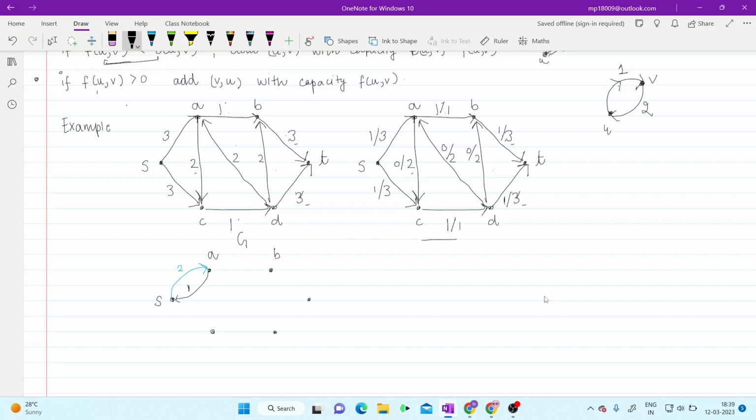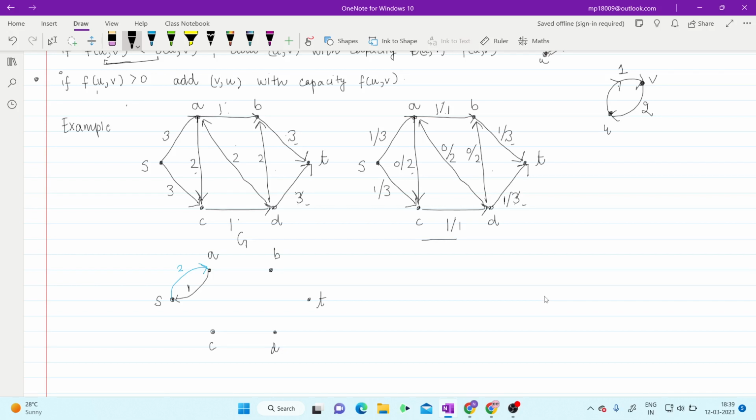S, A, B. So residual flow, first of all, what are the vertices of the residual flow? The vertices are the same as the vertices of the network, which are S, A, B, C, D and T. Now what we have to do is add edges. Corresponding to each edge we have to draw one or two edges.